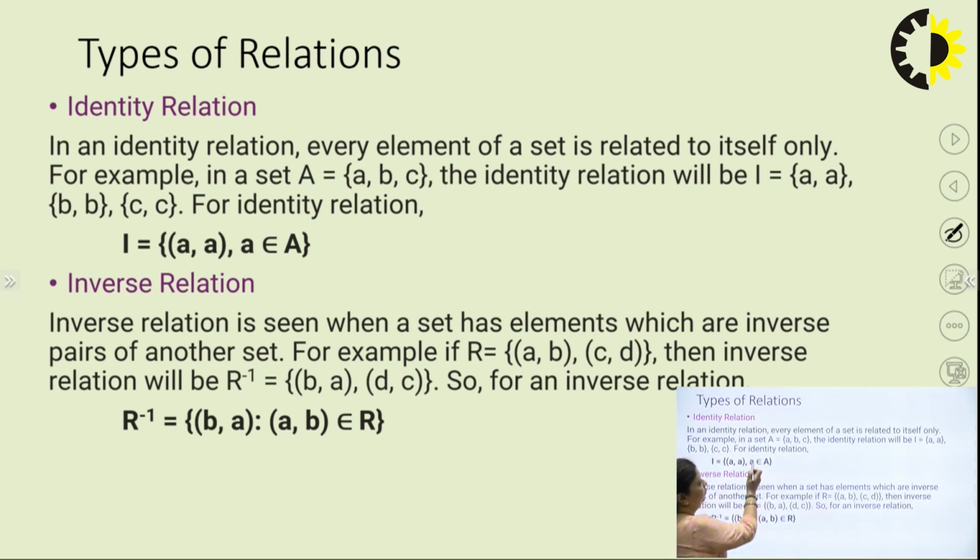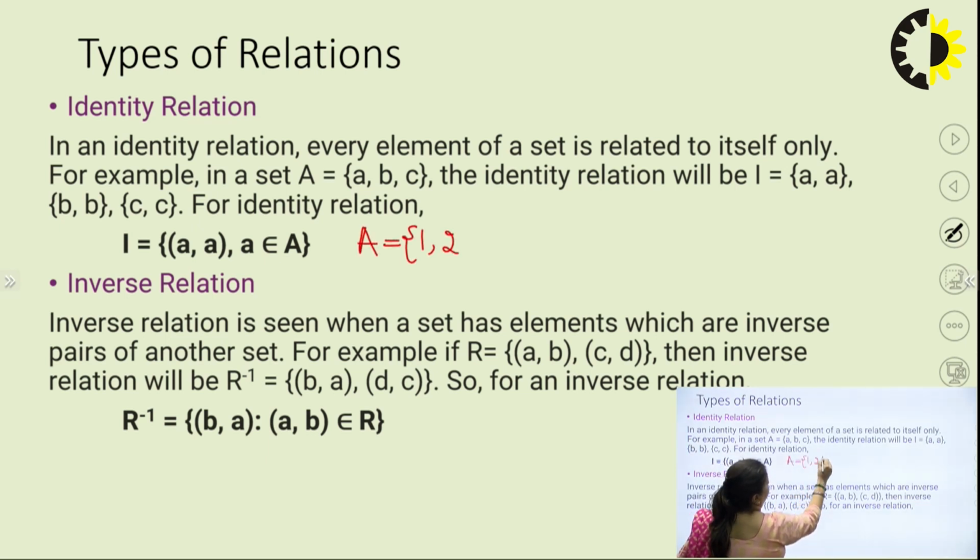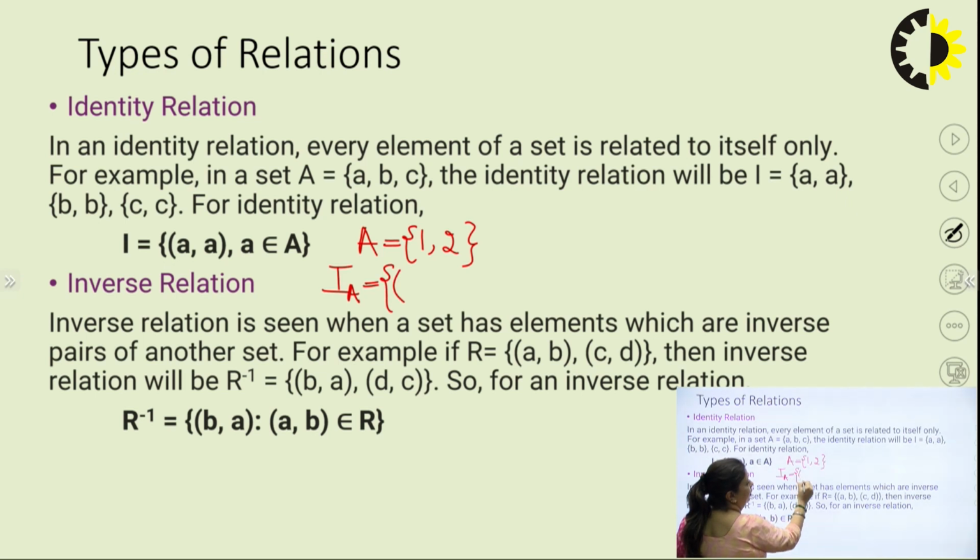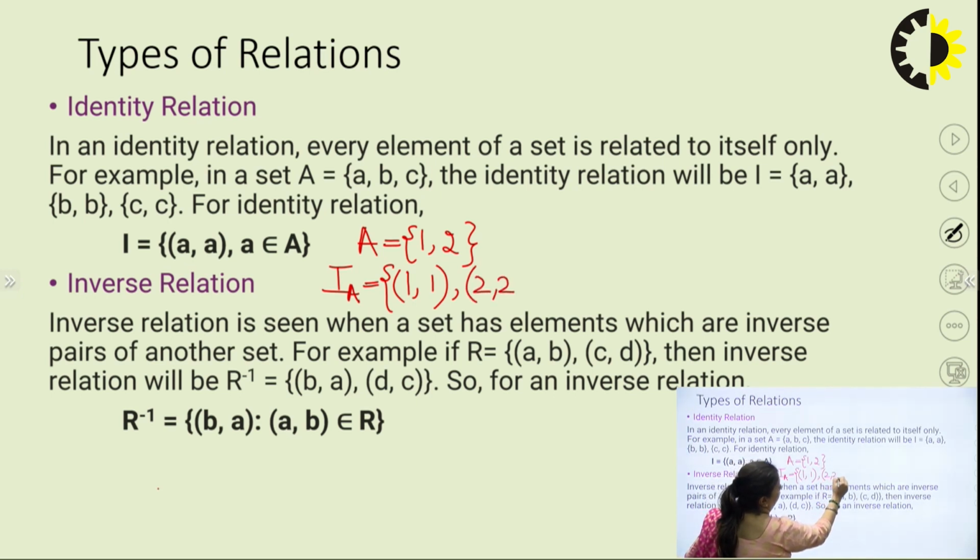So this will give you the identity relation I, which will contain all the (a, a) pairs for every a that belongs to A. Similarly, if I have a set A that contains 2 elements 1, 2, and I want to find out the identity relation for this set A, this will be nothing but the combination of all the diagonal elements, that is (1, 1) and (2, 2). So this is what is known as an identity relation.